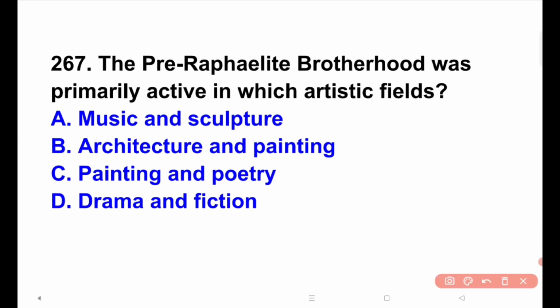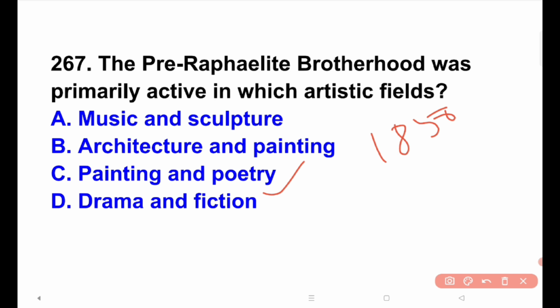The Pre-Raphaelite Brotherhood was primarily active in which artistic fields? Option C, painting and poetry. The Brotherhood included painters and poets, blending visual and literary arts. It was a movement of painters and poets which began just before 1850. It was more important in painting than in poetry.